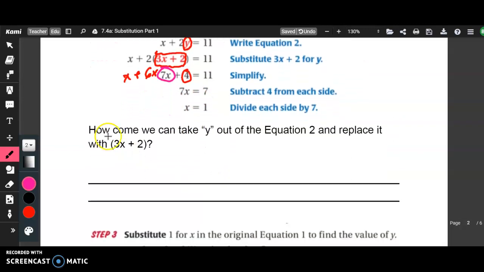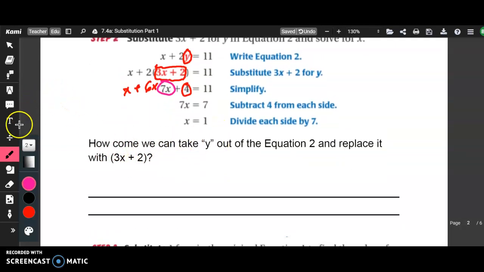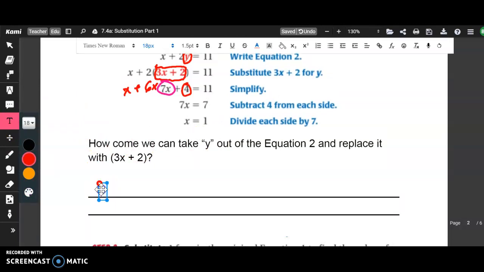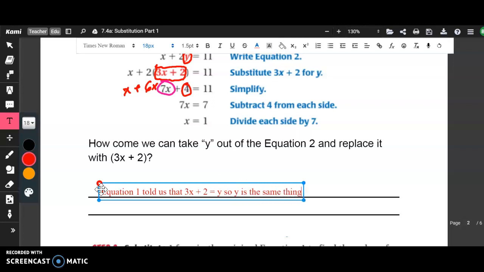So how come we can take y out of equation 2 and replace it with 3x plus 2? Well, our first equation, equation 1, told us that 3x plus 2 equals y. So y is the same thing as 3x plus 2.